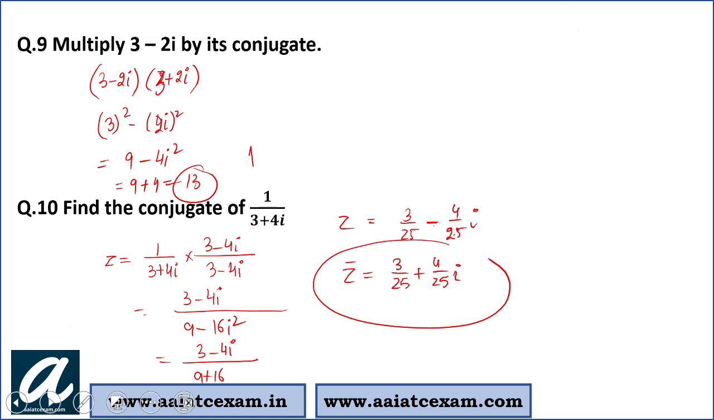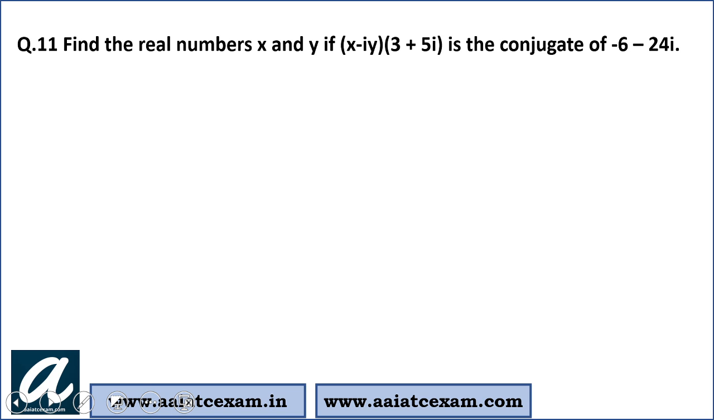Now students, let us solve the last question for today. Find the real number x and y if x minus iota y into 3 plus 5 iota is the conjugate of minus 6 minus 24 iota. So what are they trying to say here? That is the conjugate of this, minus 6 minus 24 iota, is x minus iota y and 3 plus 5 iota.